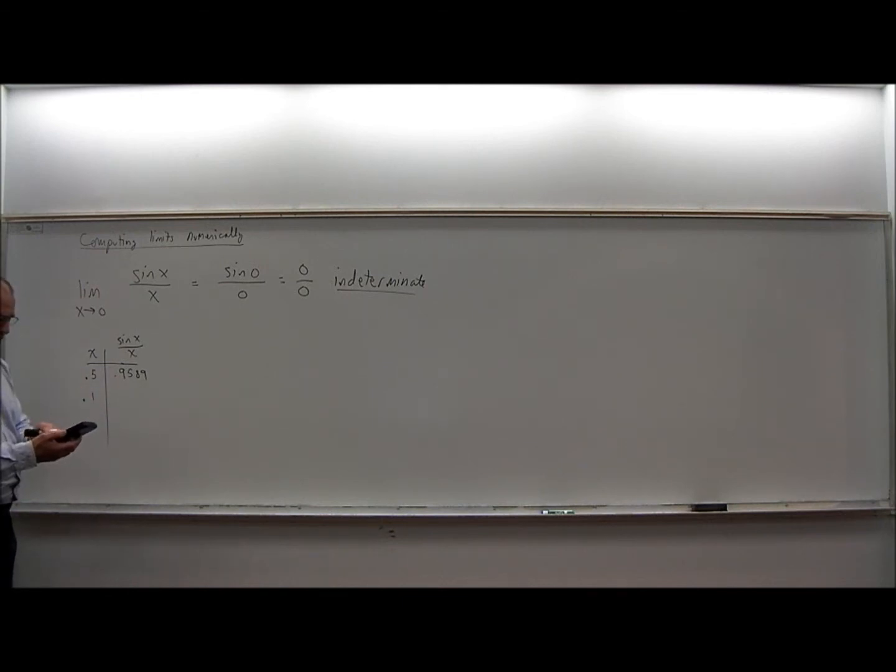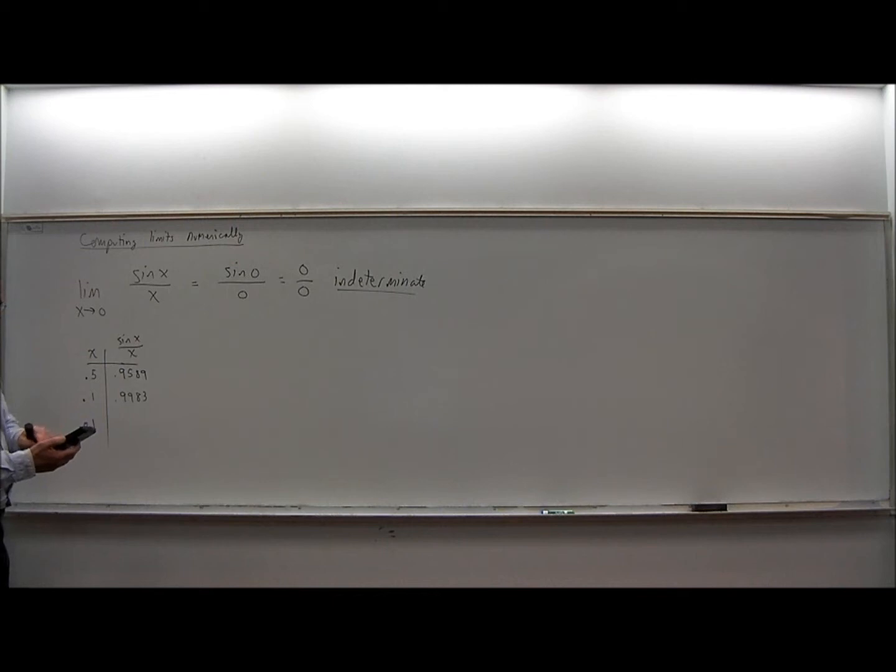So the sine of 0.1 divided by 0.1, and I get 0.9983 to 4 decimal places. And let's try another one. Let's make x even closer to 0. x is approaching 0. It can get closer than 0.1. How about 0.01?